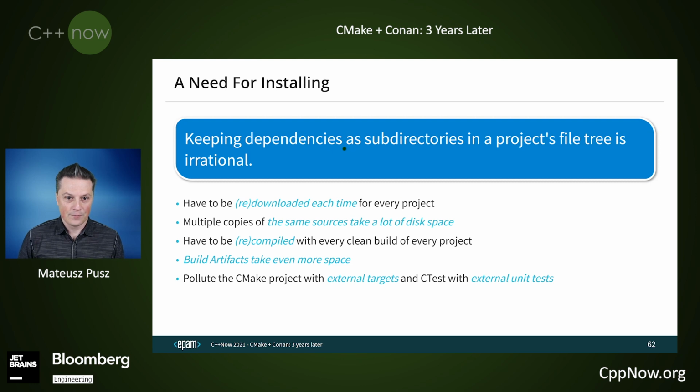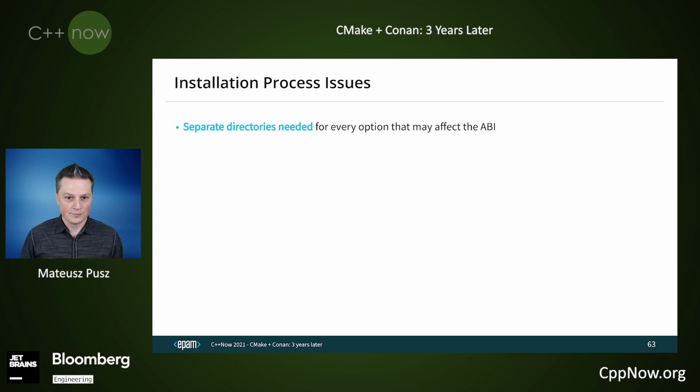And again, those are added as subdirectories in most cases. So they pollute our CMake projects with external targets, CTest with external unit tests, and again we may have name collisions between projects. That's why we don't want to keep projects as subdirectories. We want to install them in some common staging area. But in this case, we need separate directories for every option that may affect the API of the project.